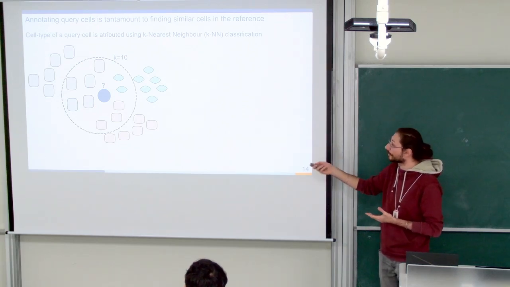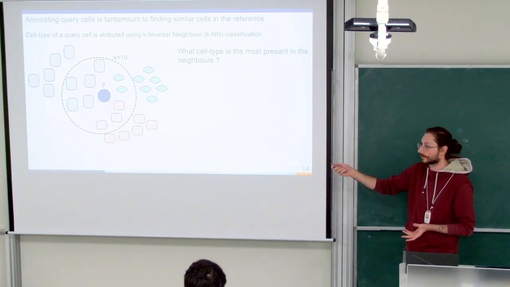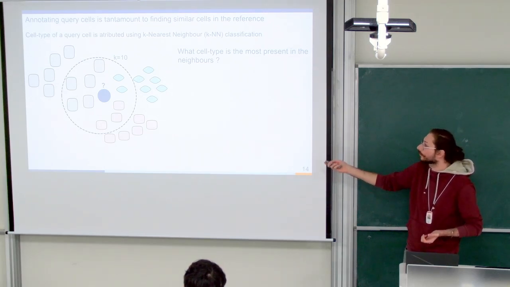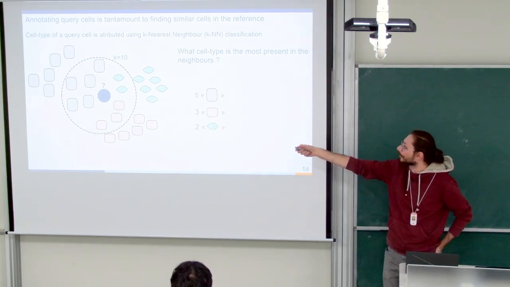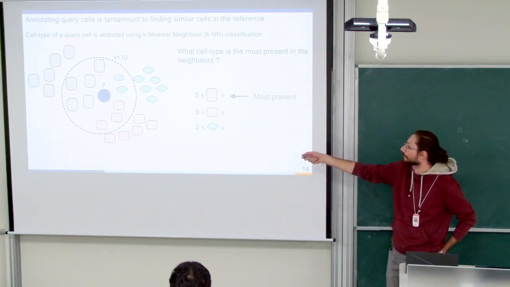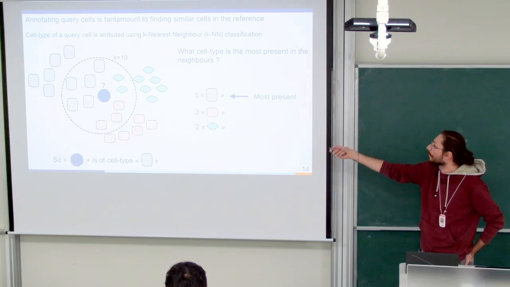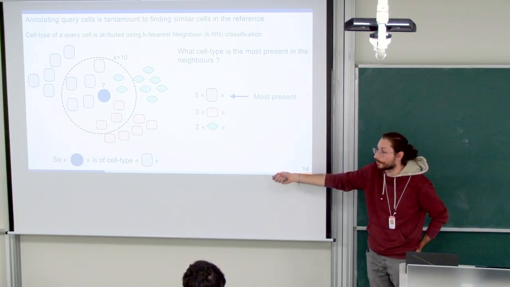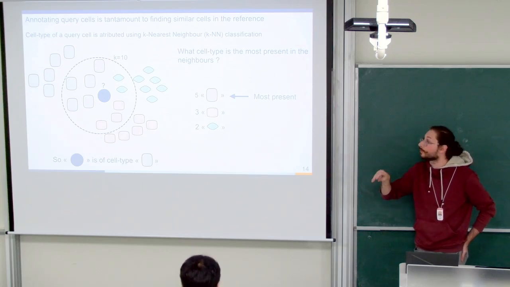And then we will just compute what is the most abundant cell type, the cell type most present in the neighboring cells. So if we count, we can see that we have 5 purple cells, 3 red cells, and 2 blue cells. So the cell type that is most present is purple. So we will say, okay, we have a lot of purple cells, so our unknown cell is of type purple. This is how we decide the label of our unknown cell.